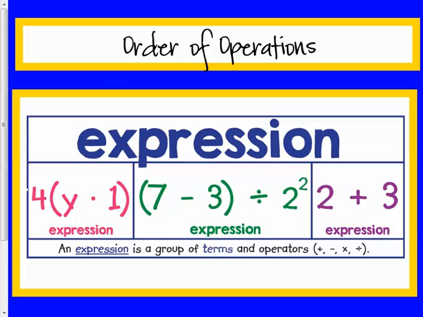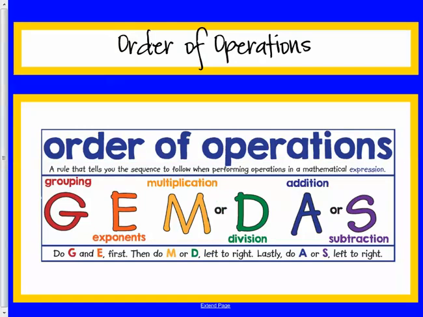Well, there's a clear order to things, and we call this order of operations. Grouping, then exponents, then multiplication or division, and this always goes from left to right, and lastly, addition and subtraction, which is also always from left to right. So multiplication sometimes comes before division, and sometimes division comes before multiplication. It just depends on which is further left in the expression.